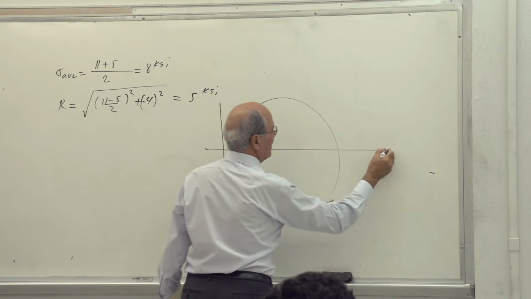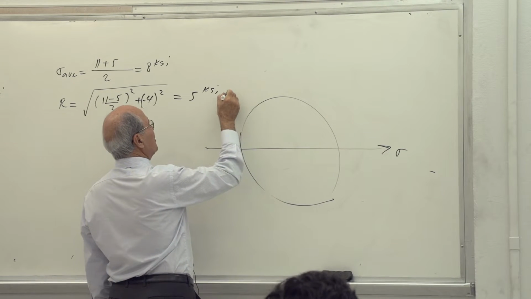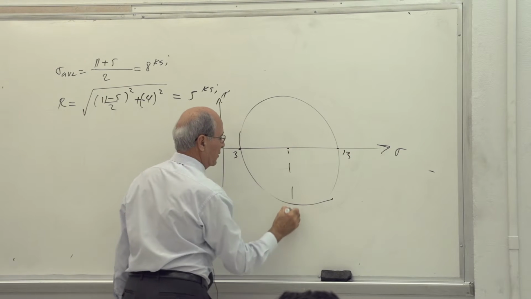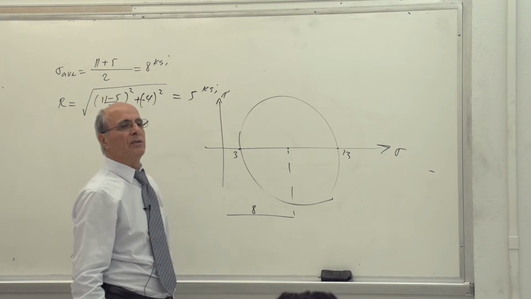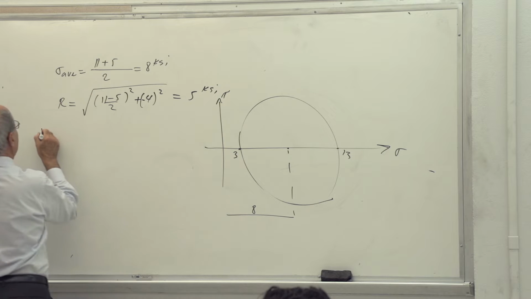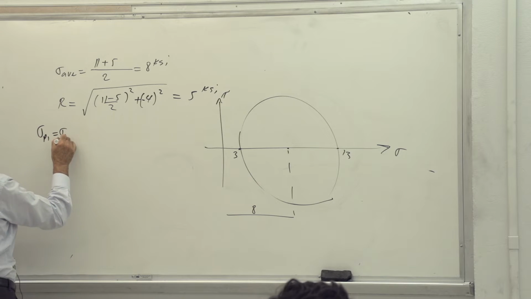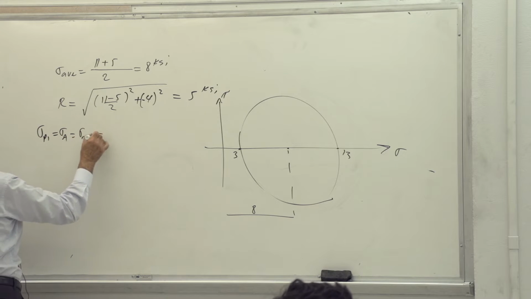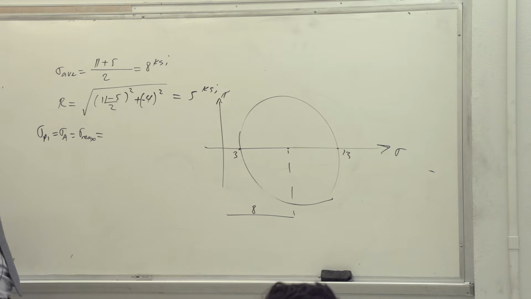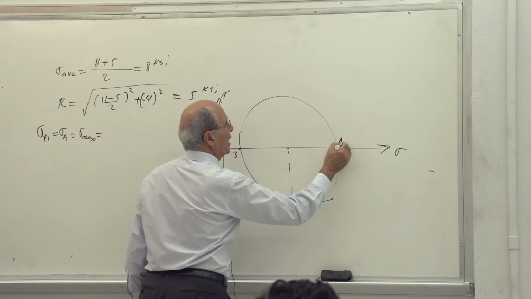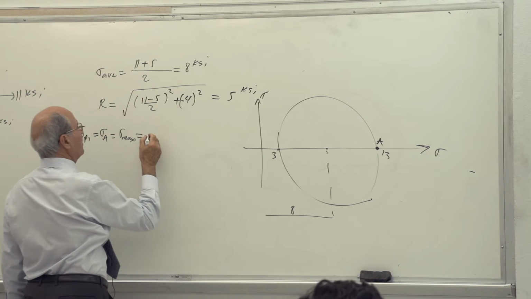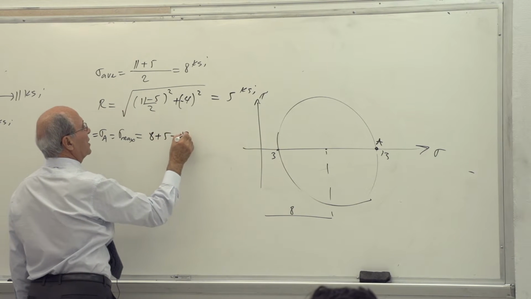So here it is. This is sigma. This is tau. This is 3, and that is 13, and that one was 8. Is that understood? Yes? 8 plus 5, because that's the number I need. So sigma principal 1 equals sigma A equals sigma max. You can call it any one of them, not all three. I'm just giving you different options. Which is this point, A. So that is sigma average plus R from the graph. 8 plus 5, 13 ksi.